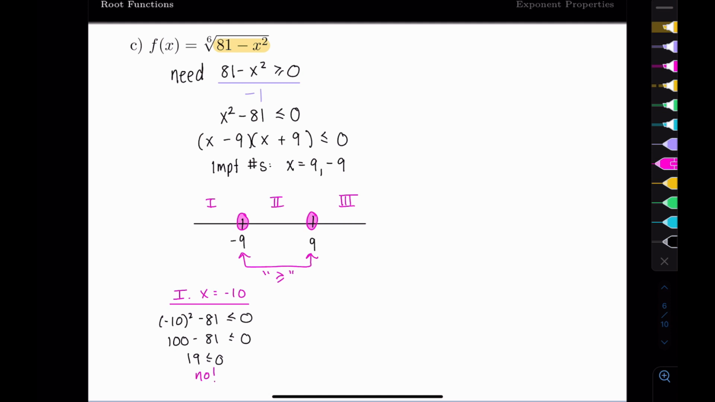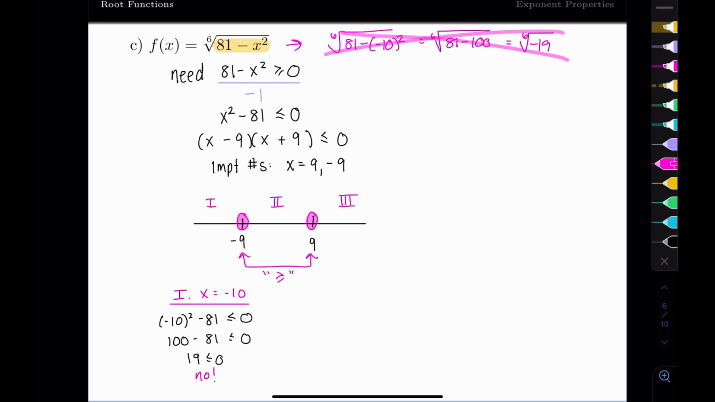And again, you can go back up here to test it out. If I try to take the 6th root of 81 minus negative 10 squared, it gives us 81 minus 100 under the 6th root, which is the 6th root of negative 19. So this does not work out for us.